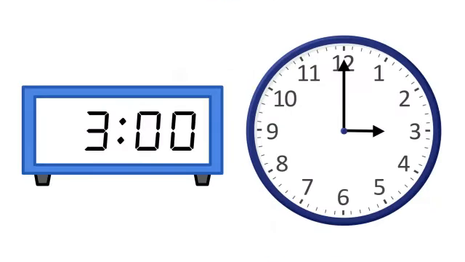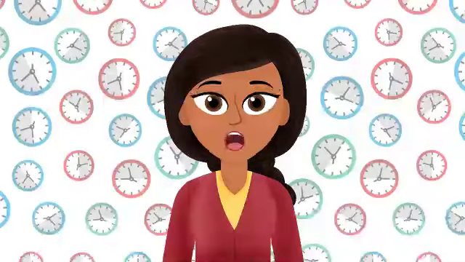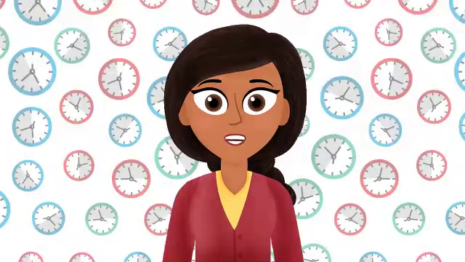Here we can see 3 o'clock on a digital clock and on an analog clock. We know that the hour is 3. We can see this because the hour hand points toward the 3. And whenever the minute hand points straight up toward the 12, that means that the minutes are at 0. I'll explain why it works like this in the next lesson. For now, let's look at a few more examples that end in o'clock, like this one.